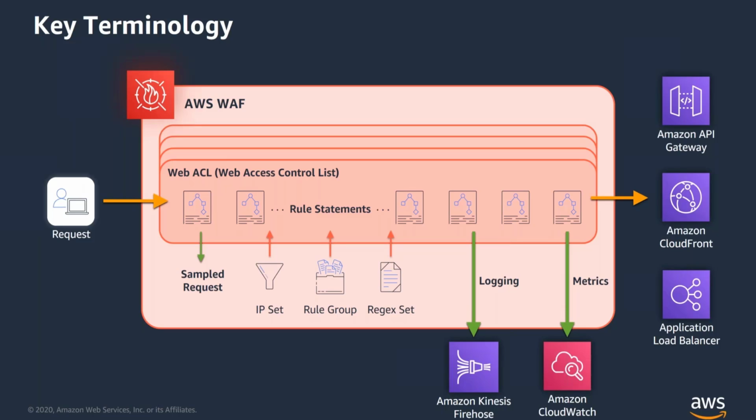Third, sample requests provide you with quick high-level information about incoming requests and how they were processed by AWS WAF. Fourth, logging through Kinesis Firehose provides full detail into your request itself. And lastly, metrics through CloudWatch provide graphs and dashboards of your traffic flow in real time.